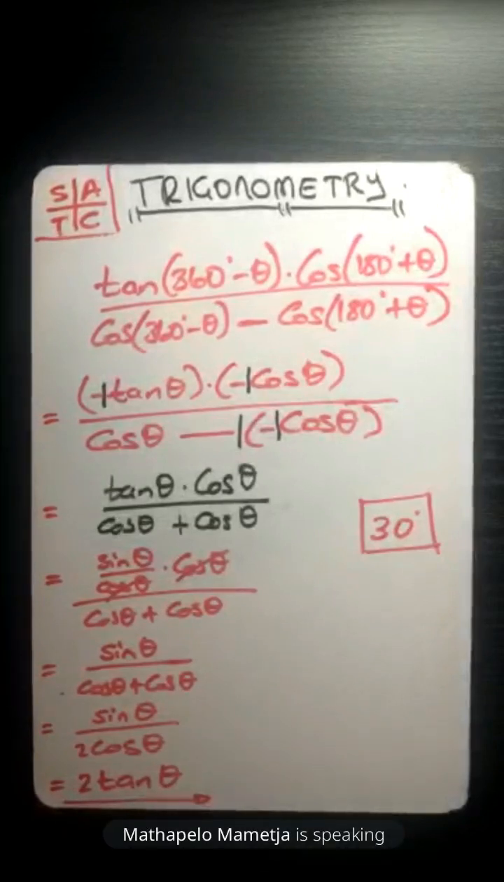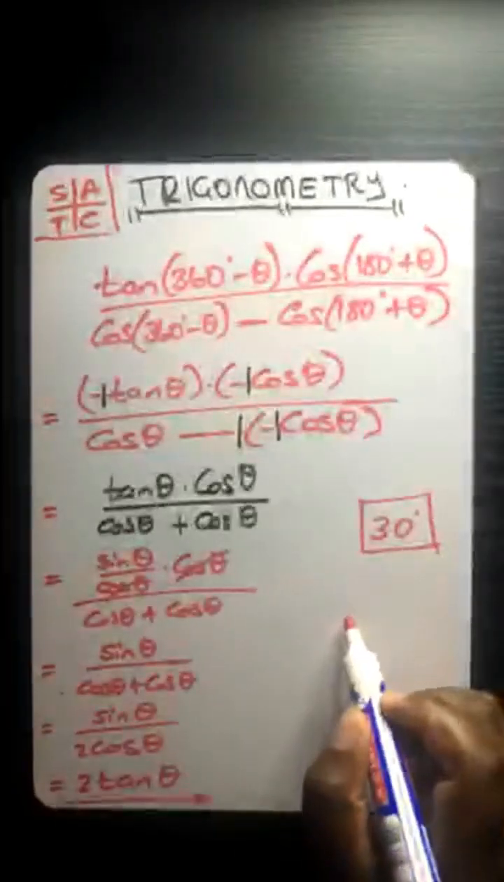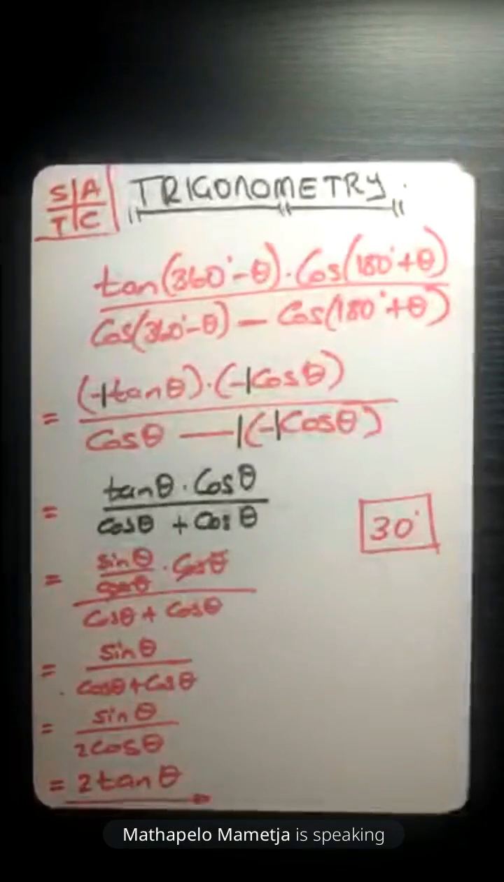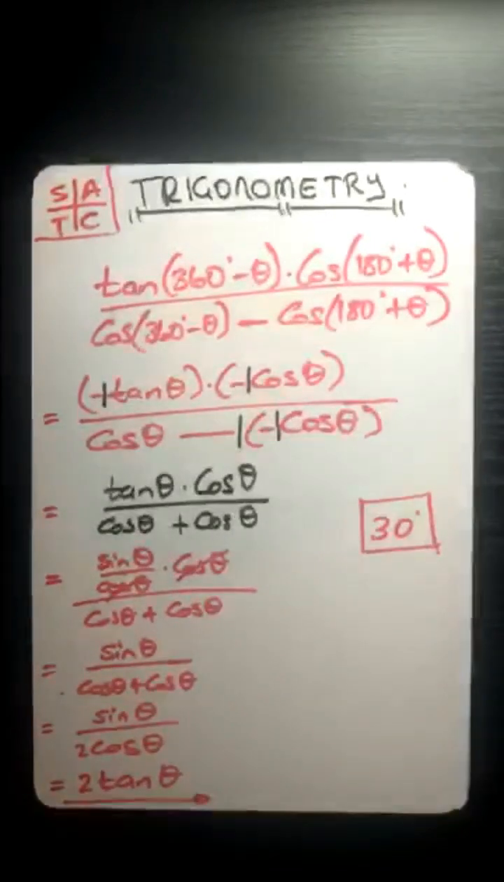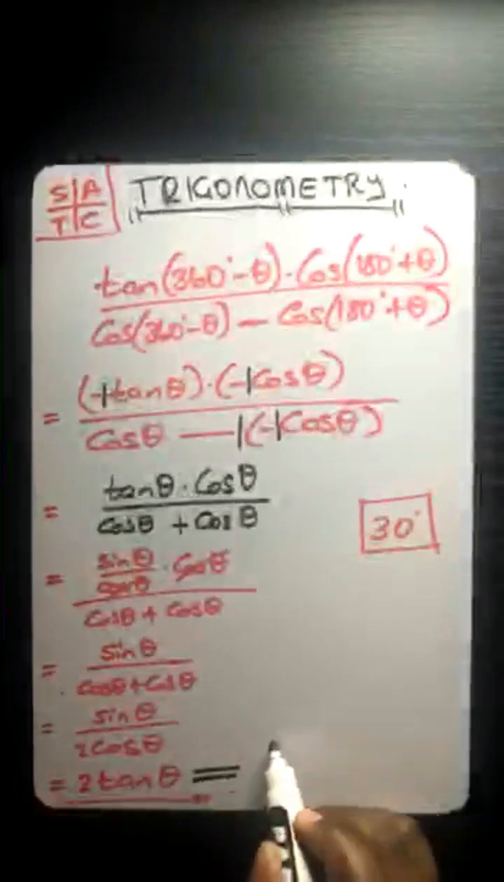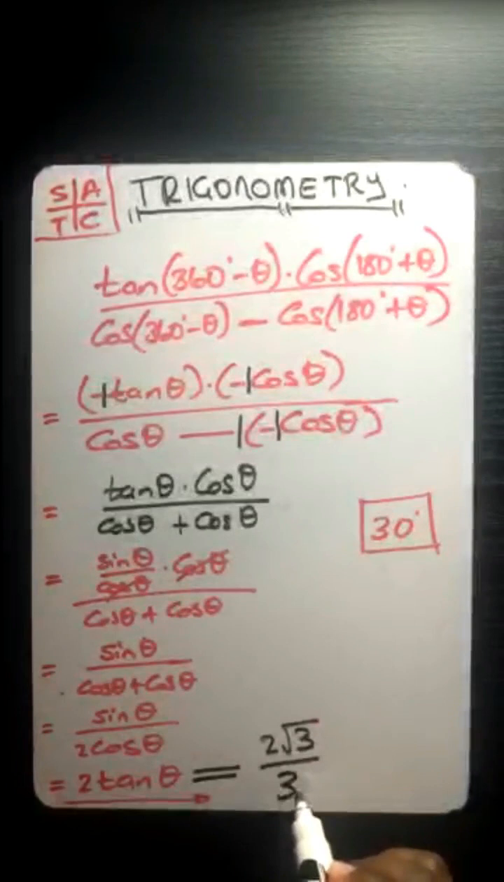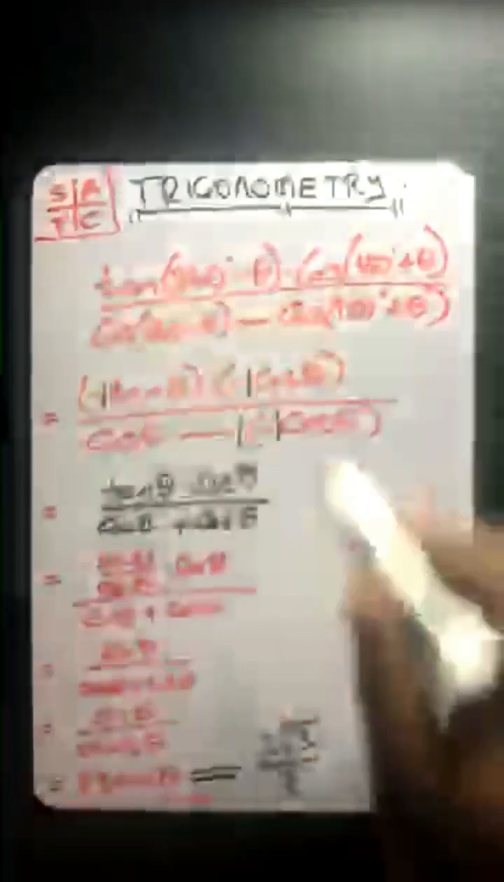Two square root of 3 over 3. When you punch which one? Tan theta. When you punch this one, you are getting 2 square root of 3 over 3. But when you are punching on that one, do you get this?